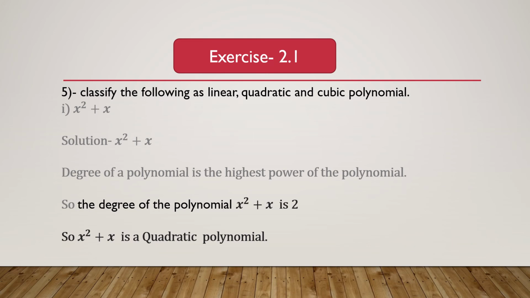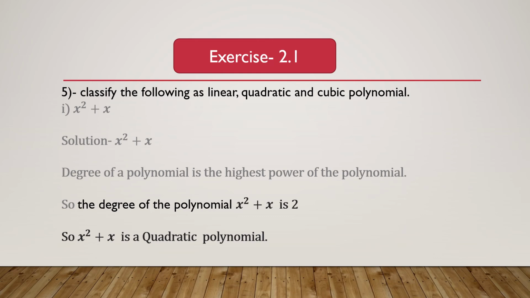Now we solve question number 5. Question number 5 is: classify the following as linear, quadratic and cubic polynomial. Linear means its degree is 1. Quadratic polynomial degree is 2. Cubic degree is 3. Here the first bit is x square plus x.